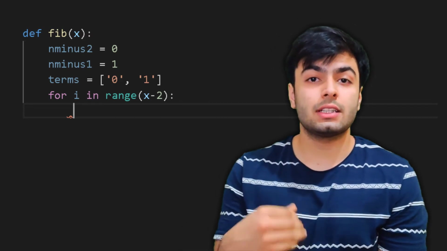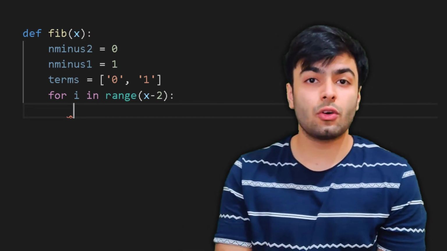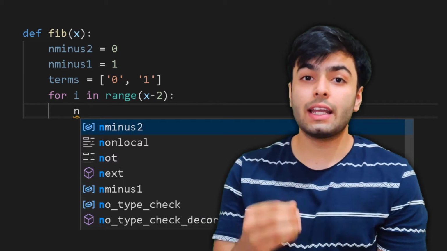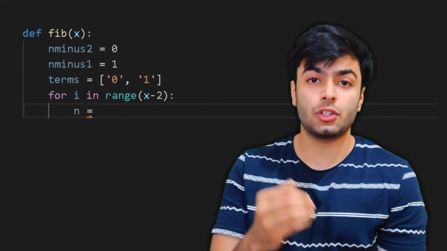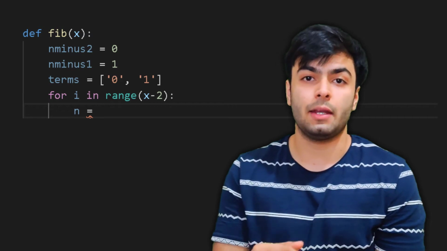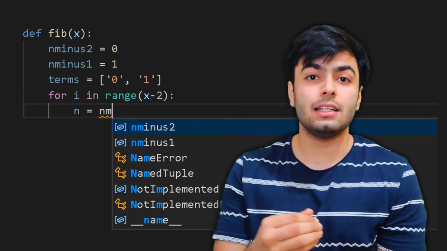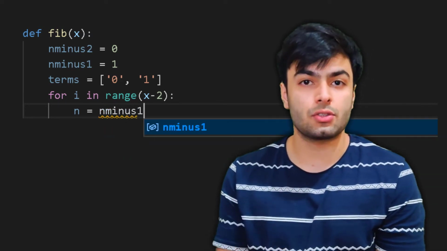The first step, as we saw, is to calculate the next term. Let's call this n. We know that n is equal to the sum of the previous two terms, which are n-1 and n-2. So let's set n equal to n-1 plus n-2.